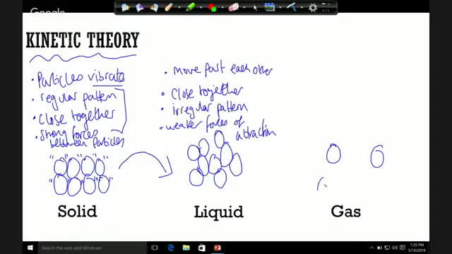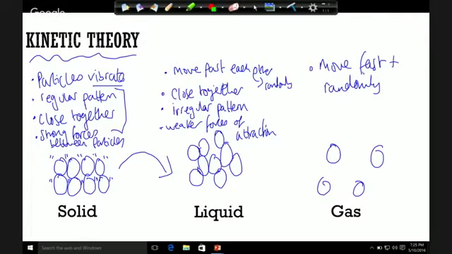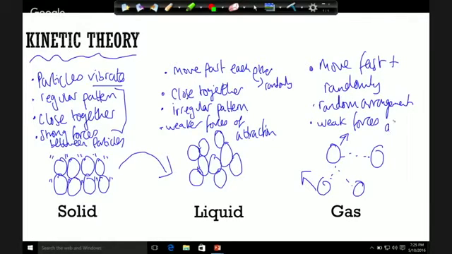Then if we think about a gas, those particles are far apart from each other. They're moving fast and randomly. Sorry, we can describe the liquid movement as random as well. So they're moving randomly, and these ones in the gas are moving fast and randomly in all directions. So it could be going over there or over here. It is an irregular pattern, a random arrangement of gas particles. And they have weak forces of attraction between the molecules. That's why they can spread apart, because they're not particularly attracted to each other. Compared to the solid, there's very weak forces of attraction here.